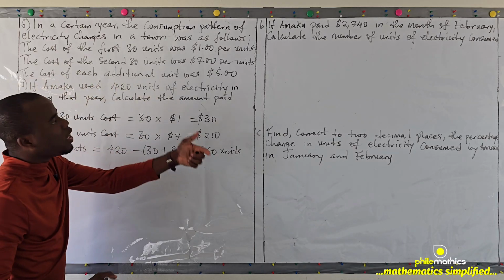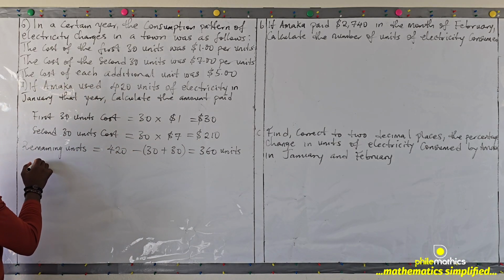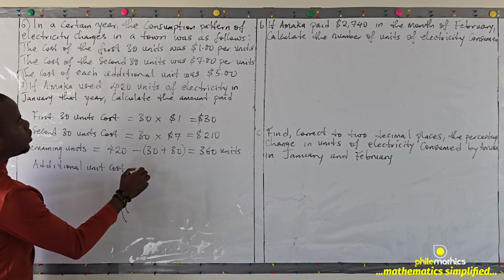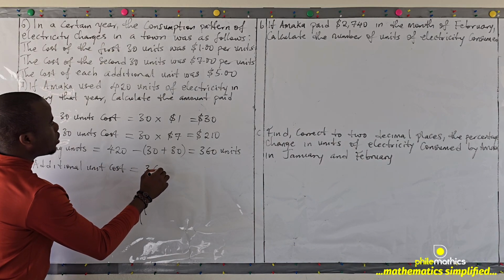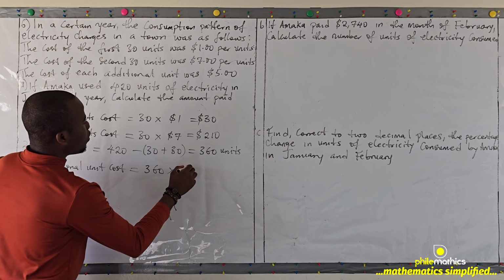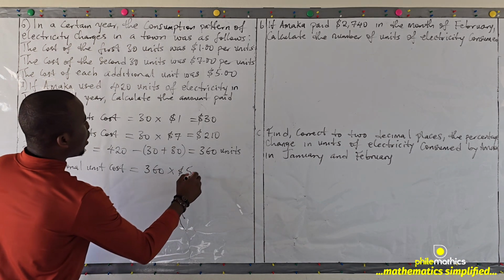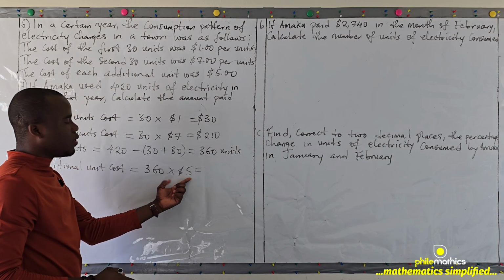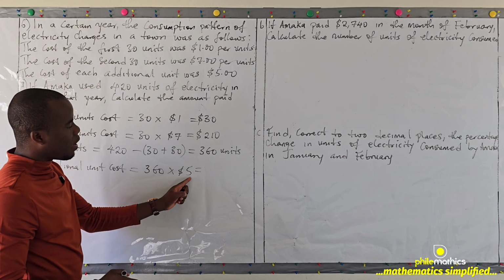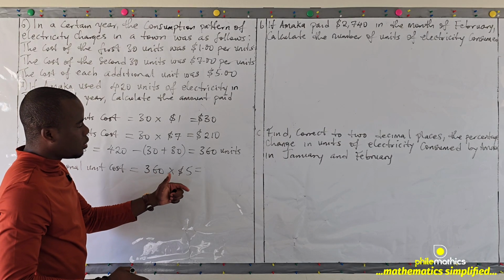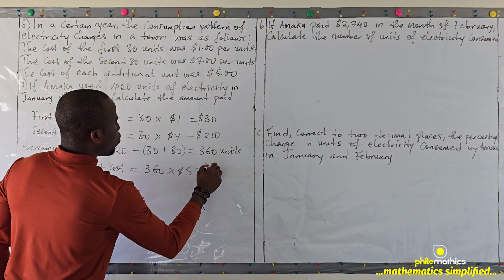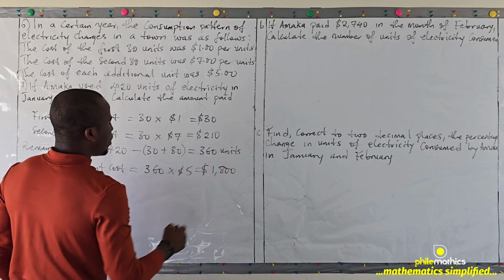So the cost of each additional unit. So the additional unit cost will be 360 times $5, and that will be 360 times 5. 300 times 5 is 1,500. 60 times 5 is 300. So this will be $1,800.